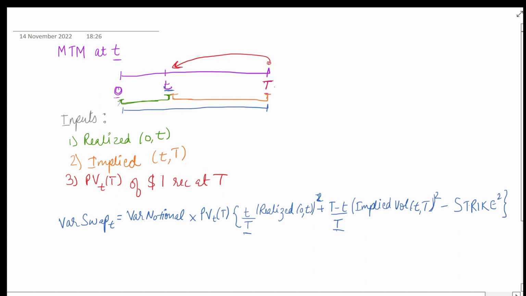This is how we get the value of a variance swap at some point in between, or some point before the maturity.